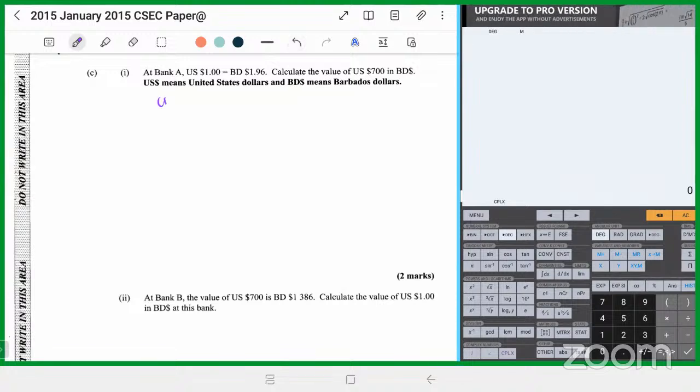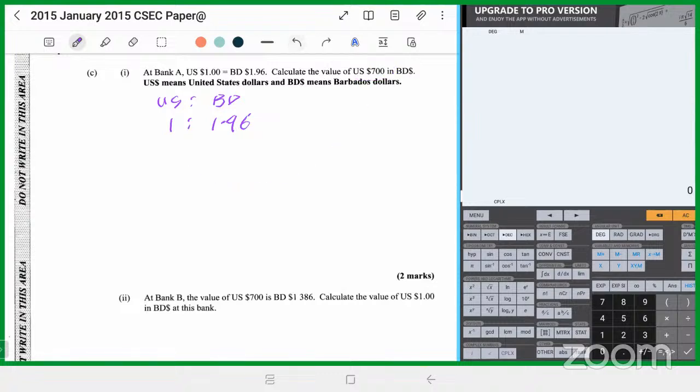So I set it out, US to Barbados, BD, and the BD means Barbados dollars. It is 1 to 1.96. We know we're talking in dollars, so I don't have to put the dollar sign here and here. My ratio is 1 to 1.96, and I want to know what 700 US is equivalent to. Then I need this side to become 700.